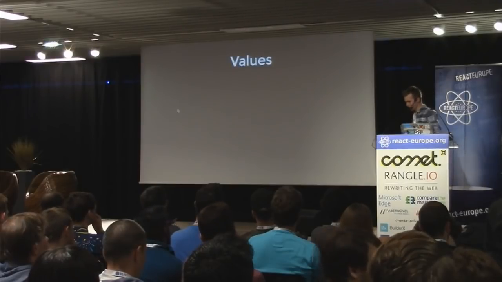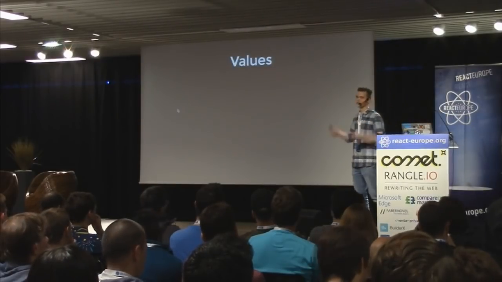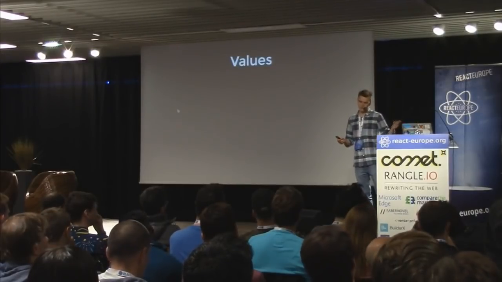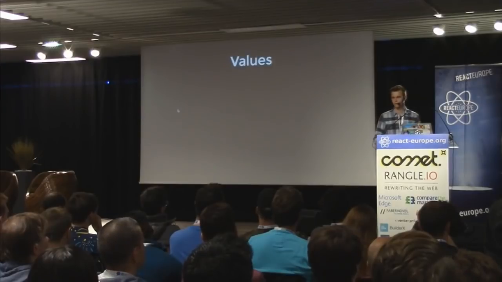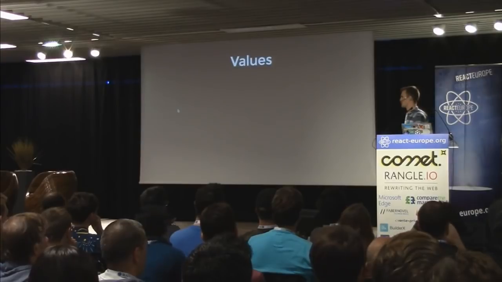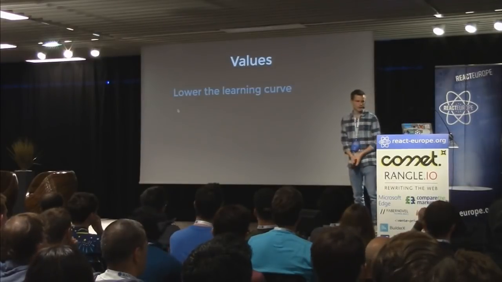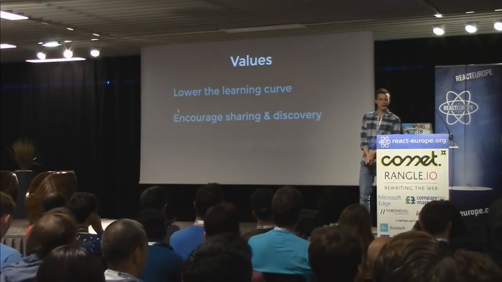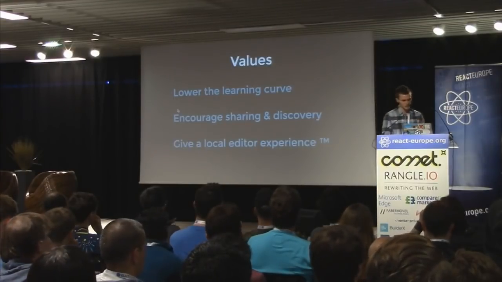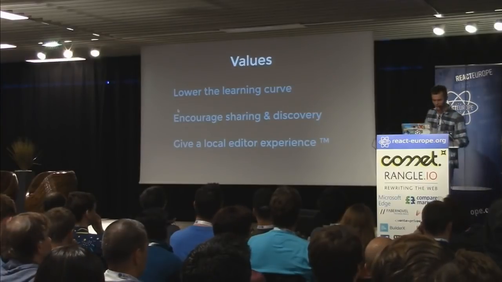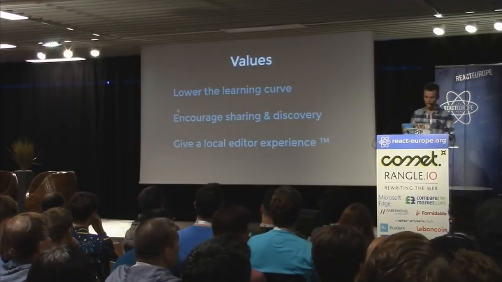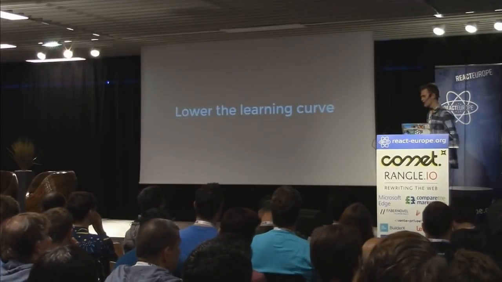But we got so much feedback from people and lots of feature requests, and it was used in ways that we never expected. So that's why we set up 3 values for CodeSandbox to measure all feature priority by. And the 3 values are: lower the learning curve, encourage sharing and discovery, and give a local editor experience. So I will explain every value with a quick demo of a feature that we've made that covers that value. The first one is lower the learning curve.